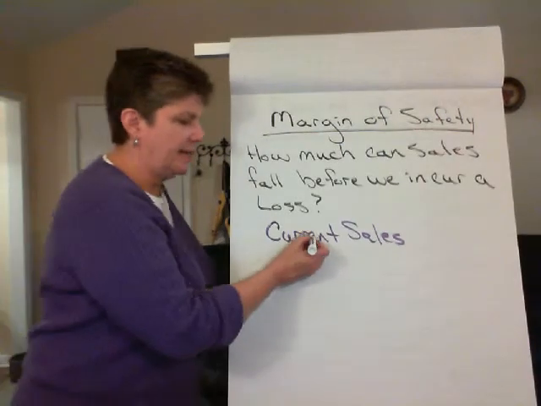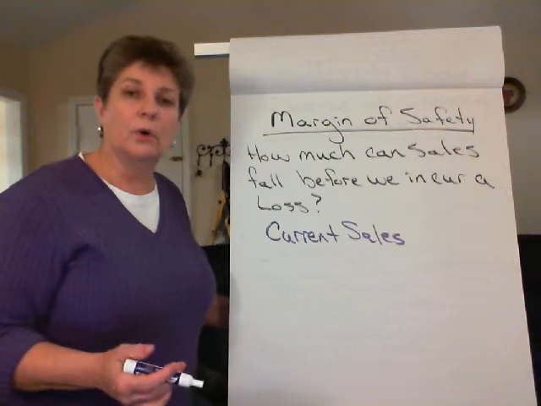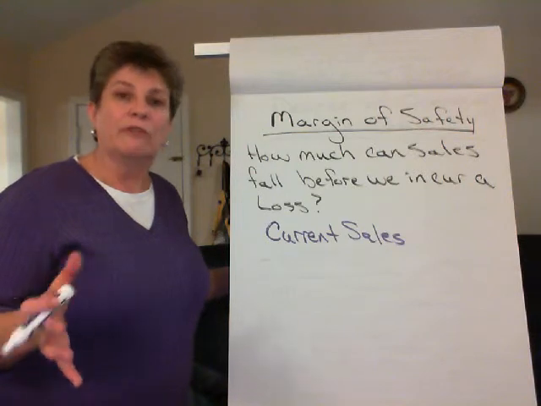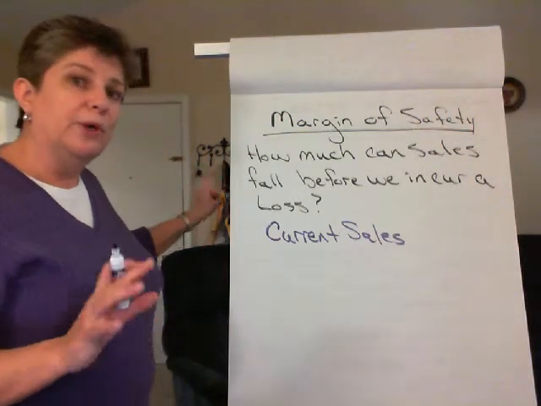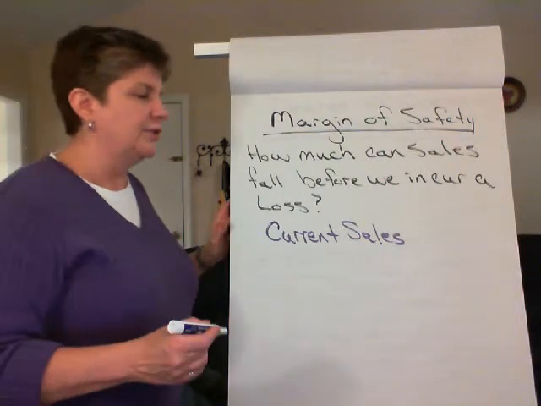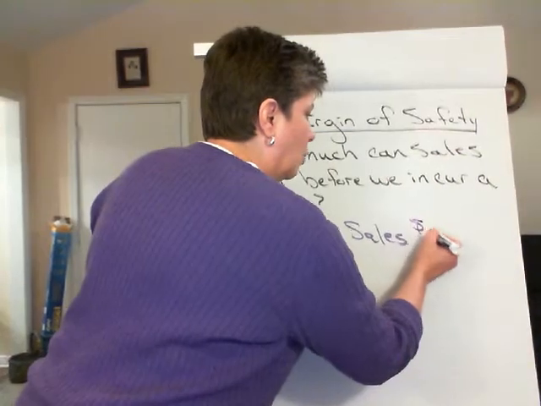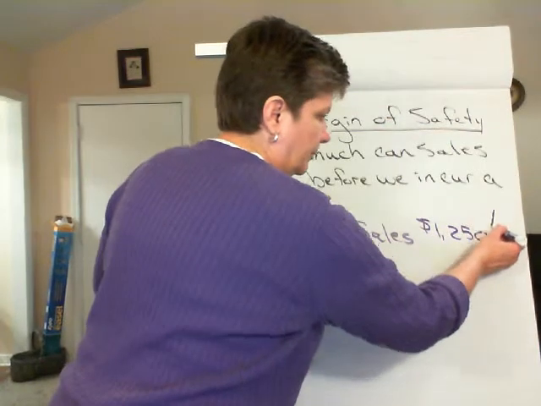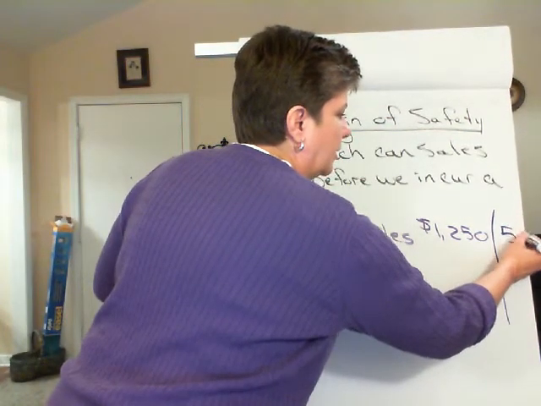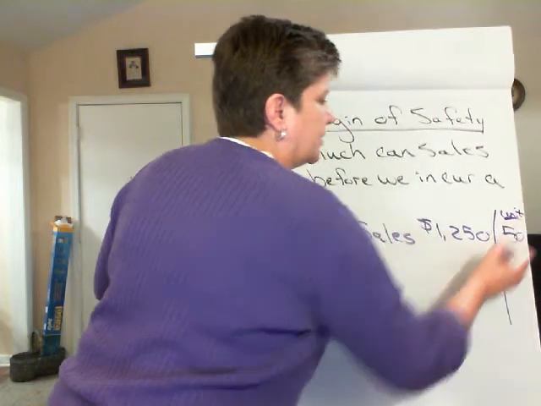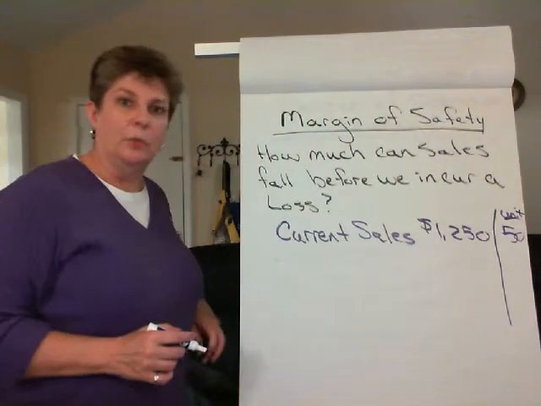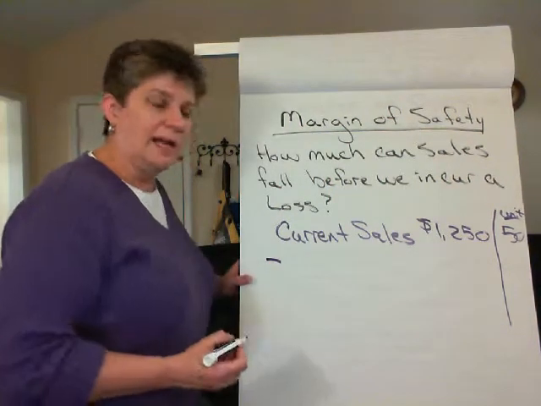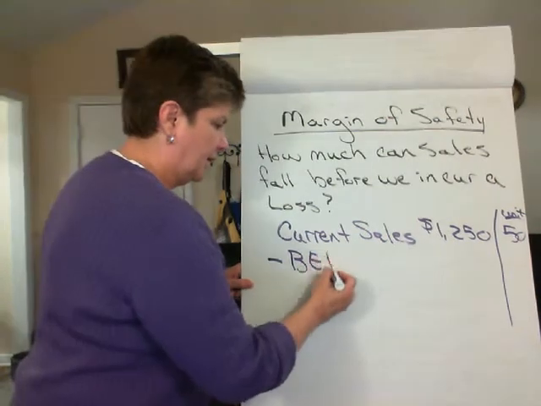Now, this can be stated as either current sales in dollars or current sales in units, whichever is the appropriate framework for the person answering the question. So with this new set of data, our current sales in dollars is $1,250, and in units we're selling 50 units to achieve that $1,250 in sales. Now, from that number, we subtract break-even point sales.